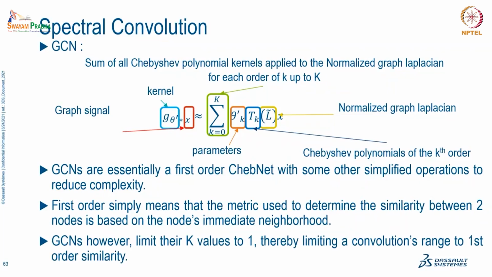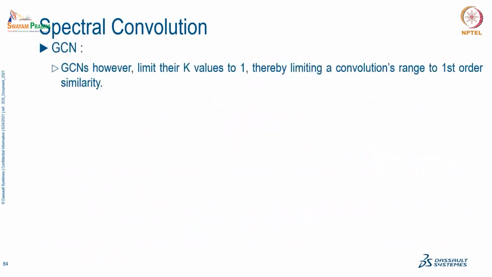But I will not explain that. I will just directly, yeah, we have limited the value of the order of the polynomial to one only. So I'll just give the simplified equation for the GCN, and this we will actually implement in the lab session for calculating the convolution layer.